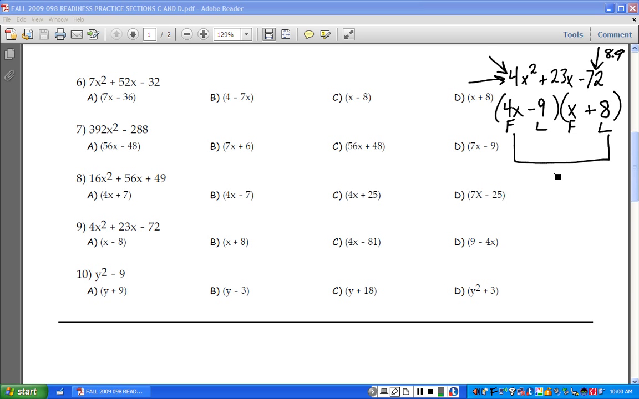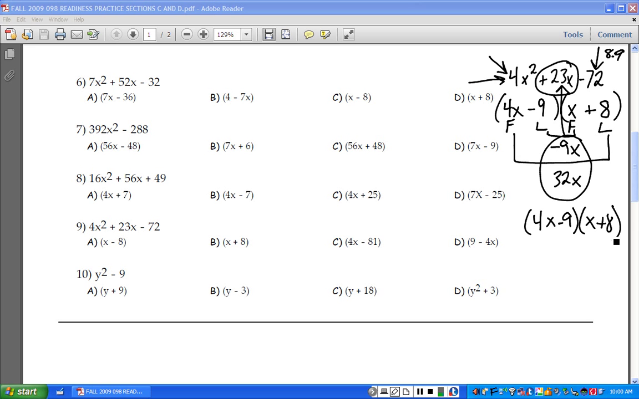Outside, which is 32x. Inside, which is a negative 9x. When those combine, 32 minus 9, or negative 9 plus 32, however you want to look at it, gives you a positive 23x. So we know we have it. So 4x minus 9 times x plus 8. Let's see here. x plus 8, there it is right there. So that would be our answer.